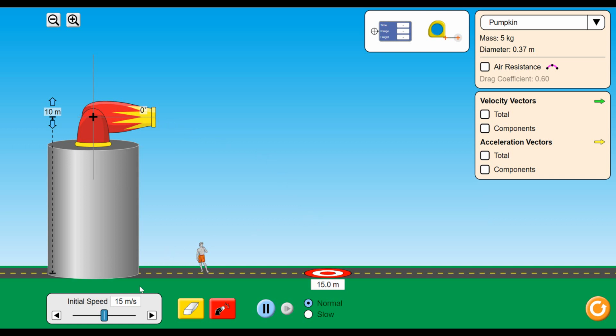So sometimes you can change things in your simulation. Here's your starting speed. We can make it less, we can make it more. Remember, the starting speed here is perfectly horizontal. I can play around with the height of the cliff as well. We have our distance from the base of the cliff. That's called the range. Right now they have a target there. I can press fire just to get it to go here.